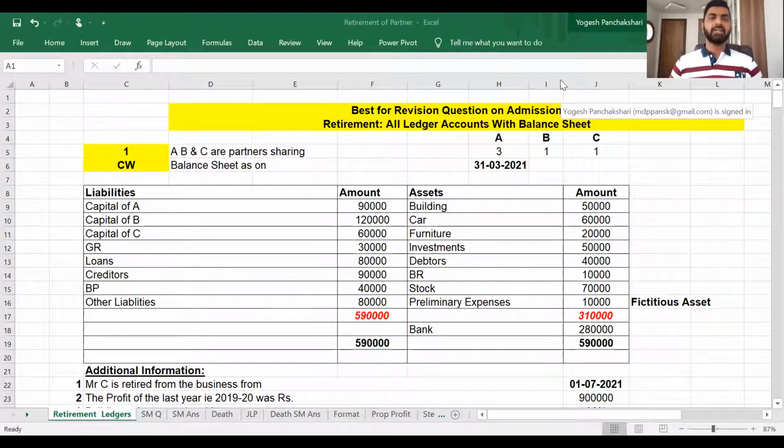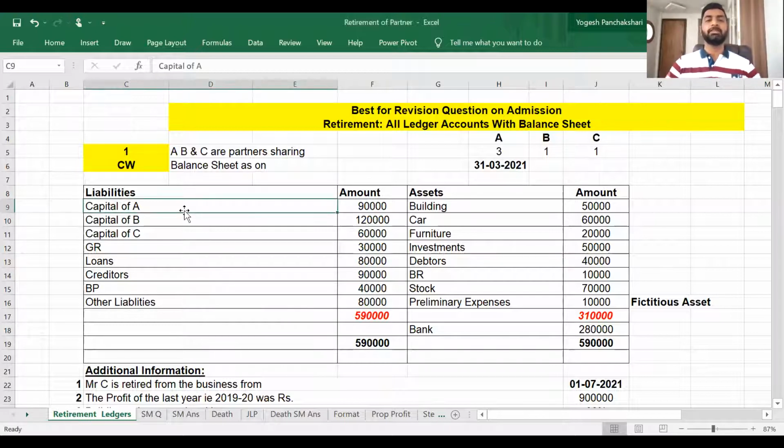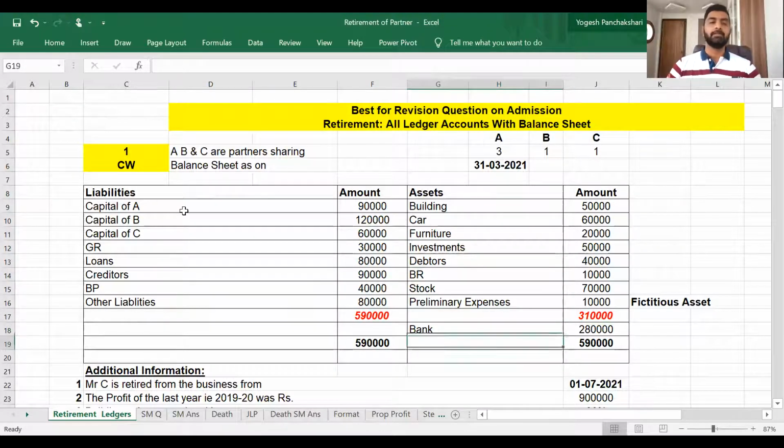Now the question is, can we use the same steps for retirement and death of partner? The answer is yes, you can. You have to use the same steps. As you can see in this question, A, B, C are partners. General reserve is given, loan, creditors, bills payable, other liabilities. Then building, car, furniture, investment, debtors, bills receivable, stock, preliminary expenses, fictitious asset, and bank.